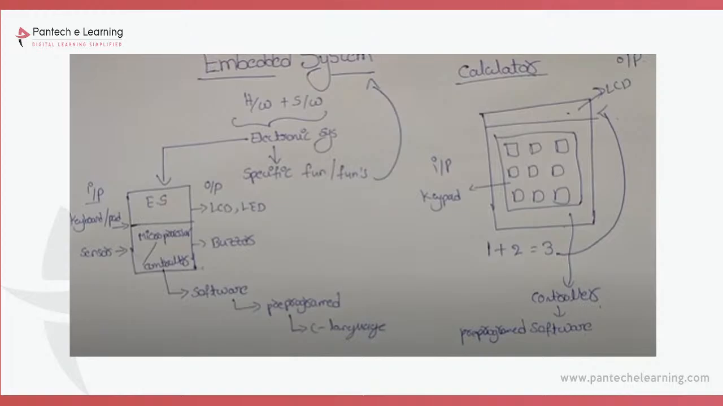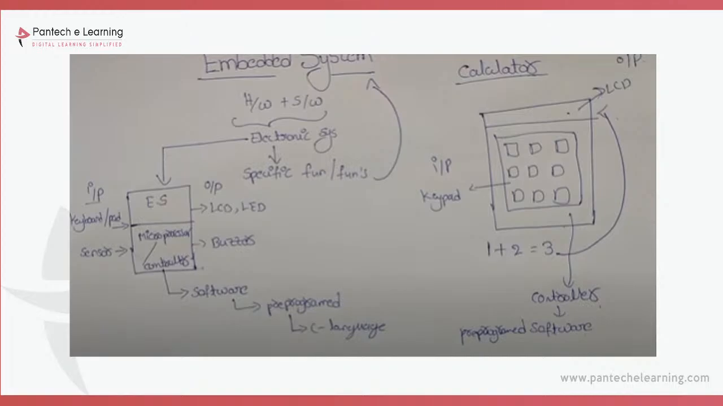So what is an embedded system? An embedded system is nothing but hardware plus software. Hardware plus software contained together as one, what we call in daily life an electronic system.